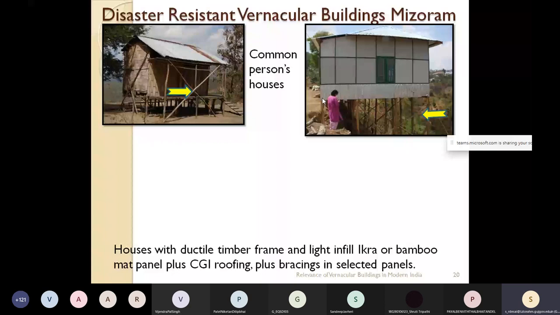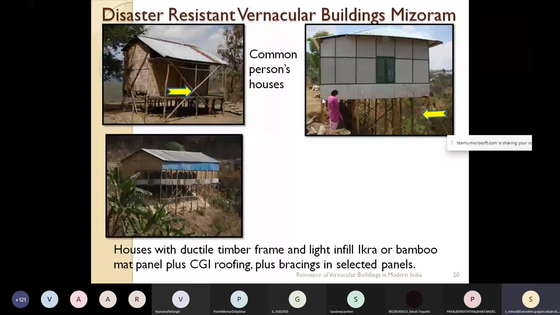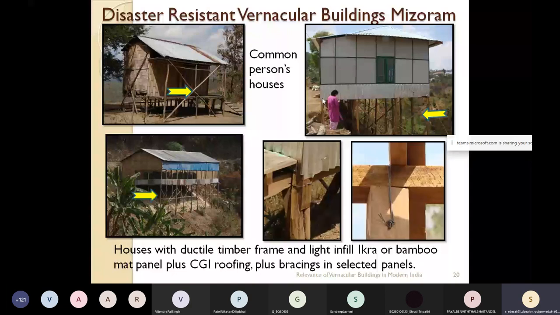Here is another very large structure. This may be a chicken hen house where they rear chickens for selling. But look at the bracing system there. And interestingly, look at the timber joints, just using modern GI wire, they have strengthened the timber joints. This is a very, very simple way to strengthen the joinery and to make the structure stronger and more earthquake resistant.